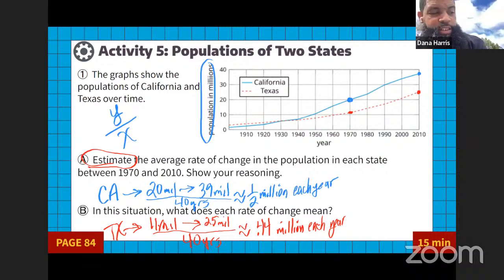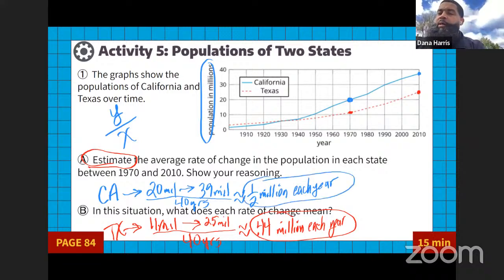Notice that in this case, it is changing. It says part B. What does the rate of change mean? What this means is here, the population increases by 0.44 million each year. And in California, it's saying that the population increases by about 500,000. So for Texas, it would be about 440 million, and for California, about 500 million. Let's do the numbers here.